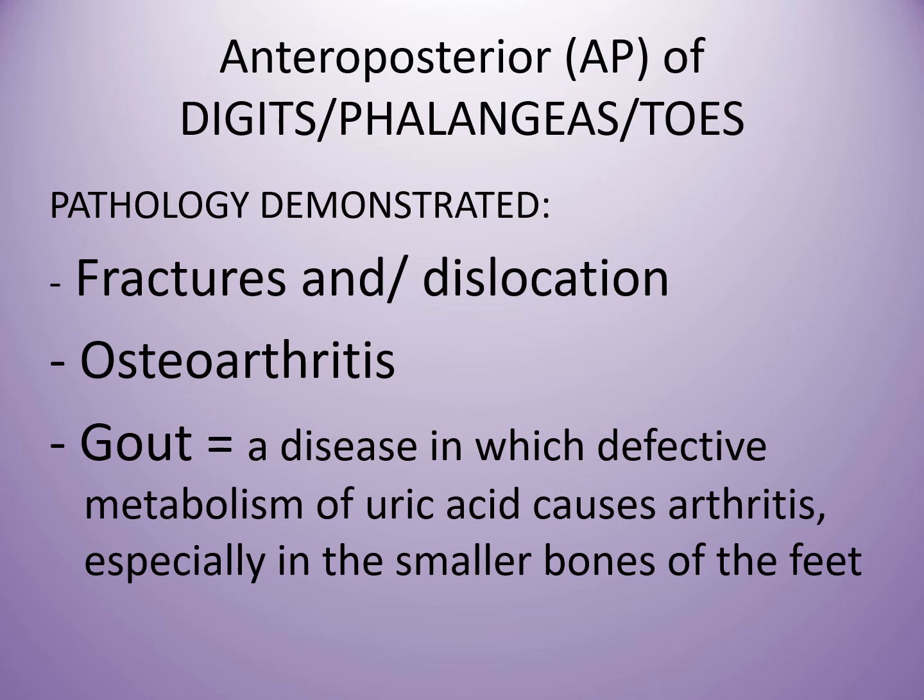So AP anterior posterior of the digits, phalanx or toes. These are the indications to be mentioned, either OA, arthritis, fracture or dislocation. Okay, and gout pula is a disease in which defective metabolism of uric acid causes arthritis, especially in the smaller bones of the feet. You tahulah gout kan, so dia ada penambahan terlebih uric acid dalam badan kita.